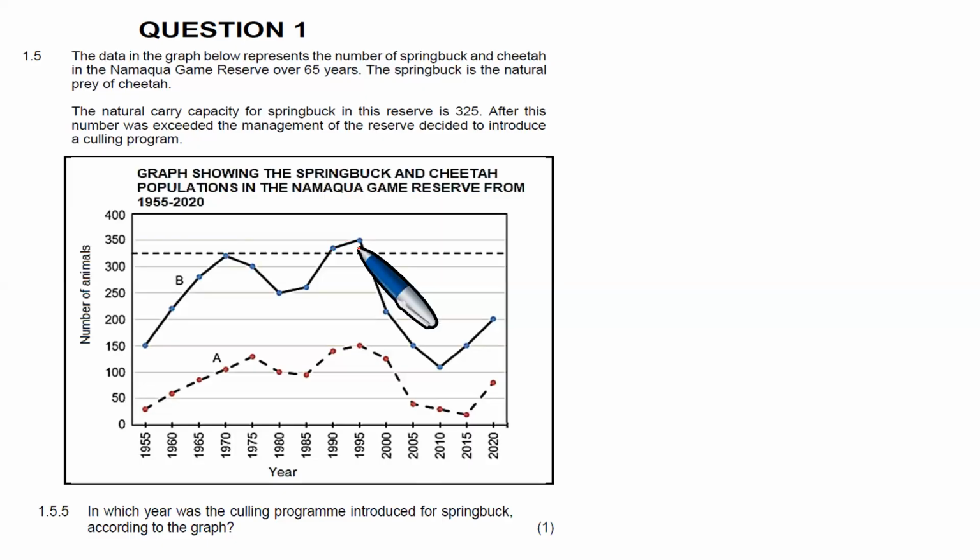In this question now, we're saying, in which year was the culling program introduced for springbok according to the graph? Okay, let's look at this very carefully. So now the selective killing of the animals, called culling. In which year was the culling program introduced for springbok according to the graph? So we're looking at 1.5.5.